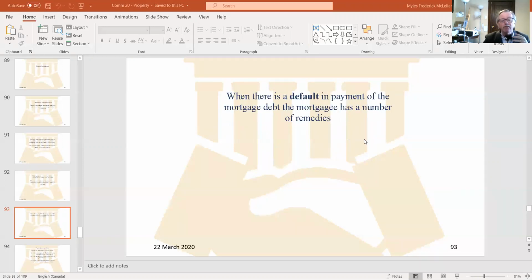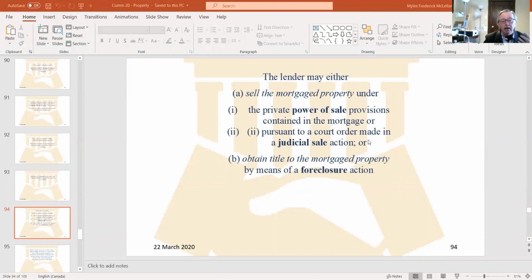So there you go. If there's a default in payment of a mortgage debt, there are a number of remedies that mortgagees have as a function of their security. These remedies are set out in a piece of Ontario legislation called the Mortgages Act. So what a lender, a mortgagee, can do with respect to a mortgage is essentially sell your property. That is their ultimate security in having a mortgage on property, and they can do it in three fundamental ways. They can do it under what's called a private power of sale, which is contained in the mortgage document itself, and we'll go through that.